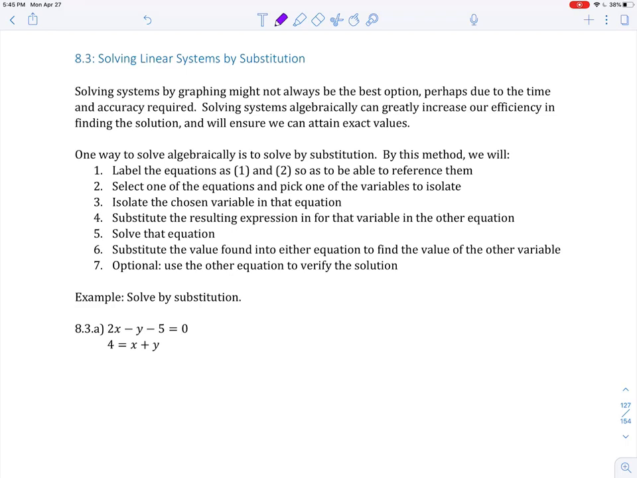Hello, 8.3! We're going to be solving linear systems. How? By substitution!